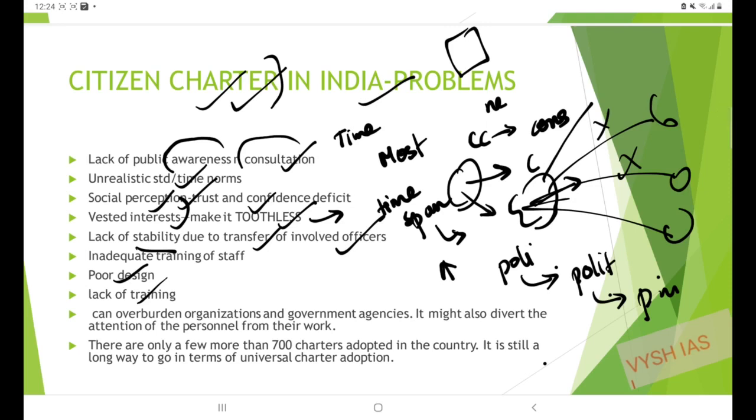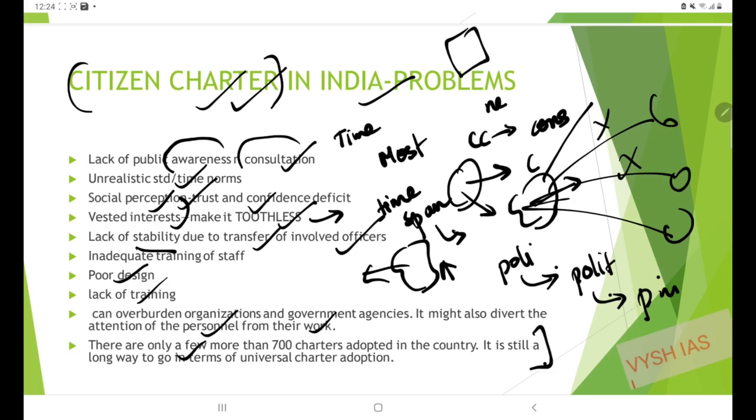Then since we are starting this for the first time, it may divert the attention of the personnel from work. An organization is intended to do some work, say a government department. If you are taking the revenue department, that department is actually meant to take care of the revenue functions of the state. So if they are going behind building up the citizen charter, then the actual function of revenue regulation will get hindered.